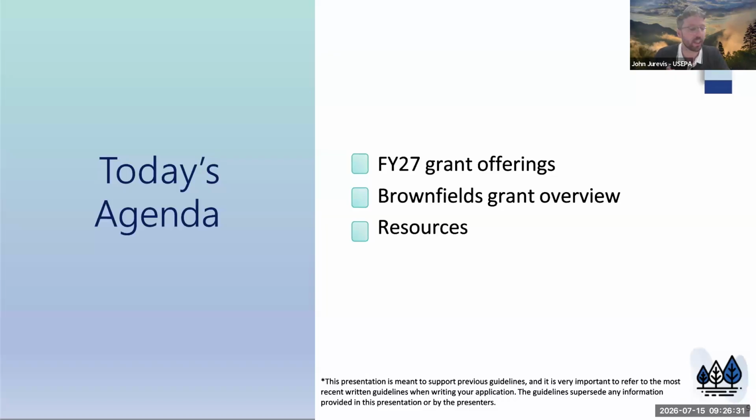Just as a note, and it was already in the chat, the slides are shared and online. So if I go through anything too fast, or if there's links that you want to click on, you will have access to them. So today I will be going through the upcoming competition grant offerings, so the grants that are going to be available in the fall, and then an overview of each of the grant types, and then some resources from EPA for getting your applications together, and also some tips for writing your application. Next slide, please.